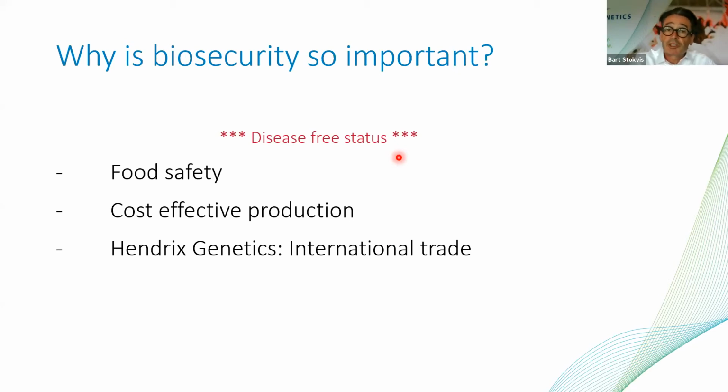But it is also about cost-effective production. Healthy birds are very cost-effective producers. Disease costs energy, disease costs feed, and disease costs money. And the last one, looking at our company, we are exporting 99% of our production. That means that we must comply with the veterinary requirements of all the countries in the world. And to be able to do so, we need a very high health status of our own production flocks.